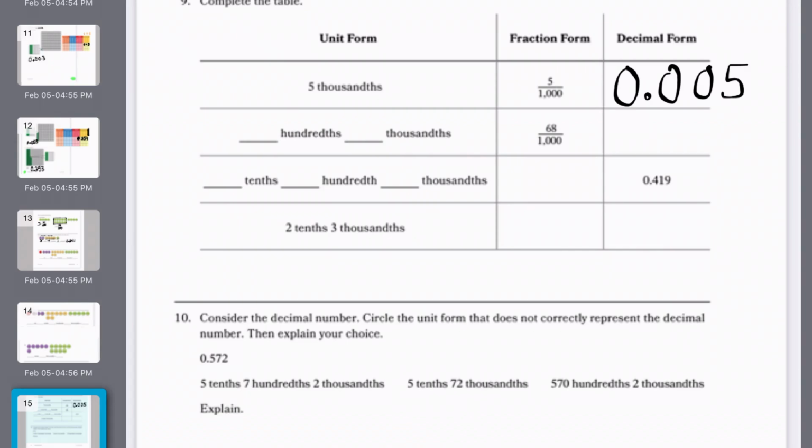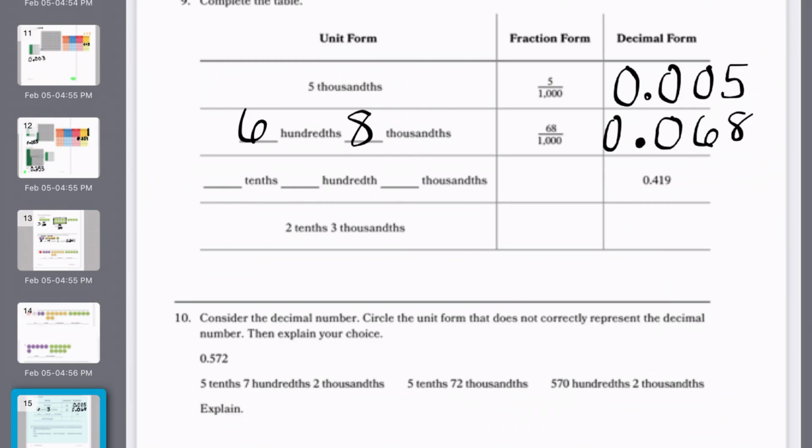Okay, when I am looking here at this fraction form, I know changing it to a decimal, I'm going to need that 68 to be in the thousandths place. For that 8 to be in the thousandths, I have to have a 0 right there in my tenths, because I didn't have enough to make any tenths. I had 60 thousandths and 8 thousandths.